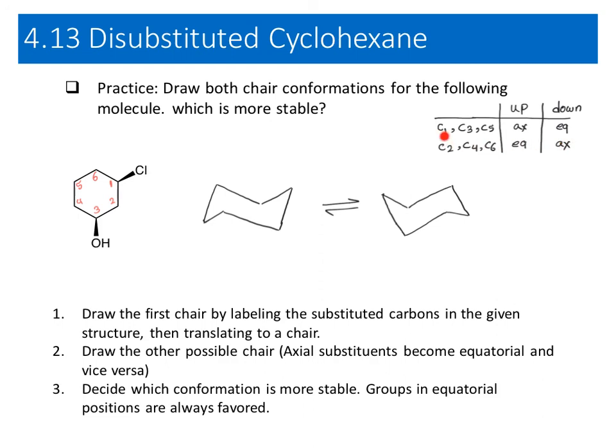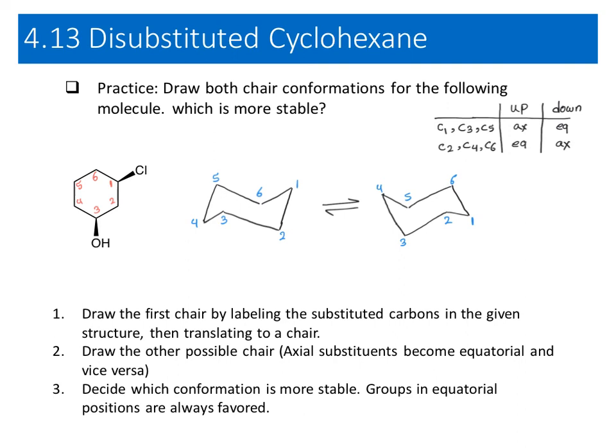However, if you want to use this chart, the order of numbering in the chair conformation and the chair flip is important. So I start with this one. This is my carbon number 1. And upon chair flip, this is carbon 1, 2, 3, and 6.